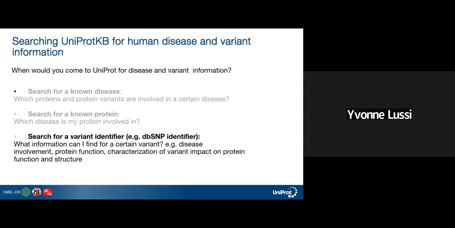So with this, I'm coming to the third and last scenario on how to search for disease and variant information in UniProt. I will show you how to search with a specific variant identifier to find the variant of interest with a dbSNP identifier and find the associated information for this variant.